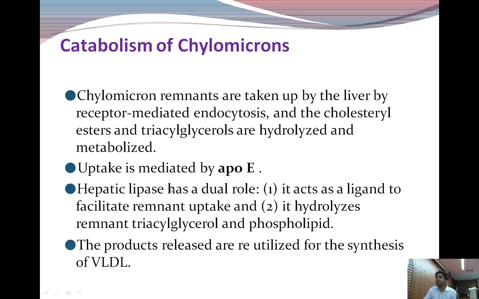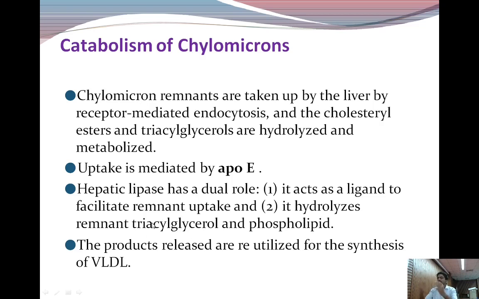Now, there are two types of lipase. Lipoprotein lipase is present in the circulation, where it breaks down the triacylglycerol carried by lipoproteins. Hepatic lipase is the lipase present in the liver, and it has two roles. It acts as a ligand to facilitate remnant uptake, meaning it helps in taking up the chylomicron remnant into the liver, and it hydrolyzes remnant triacylglycerol and phospholipid.